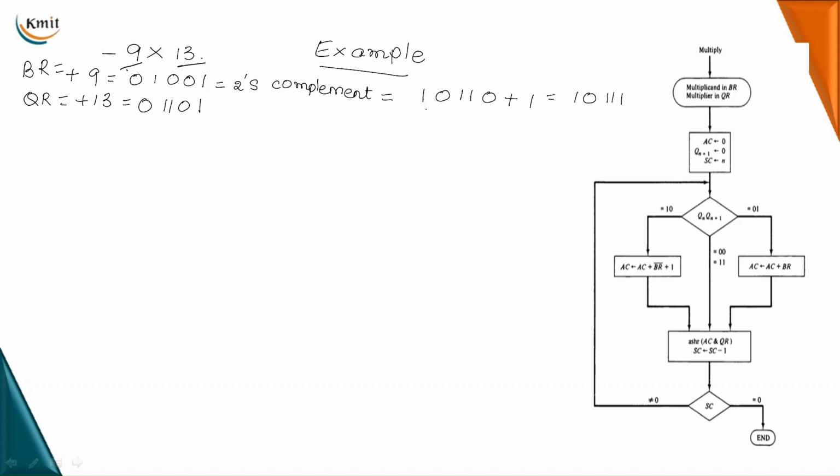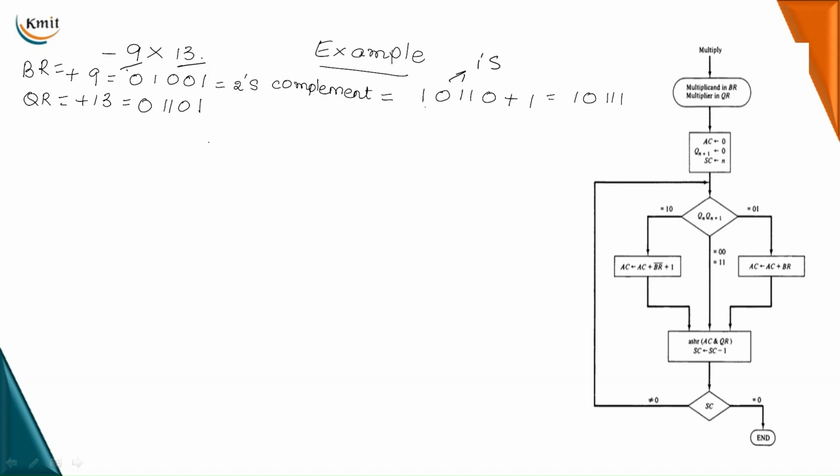So what is the 1's complement of 01001? It becomes 10110, and add 1 to it. So this is the 1's complement representation of my 9, and adding 1 to it gives you the 2's complement representation, which is 10111. So this is the 2's complement representation of -9.